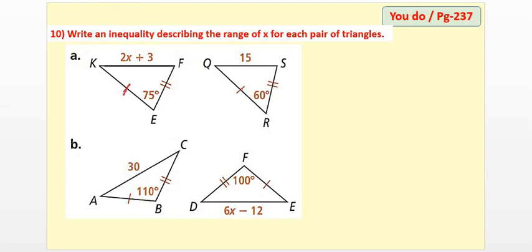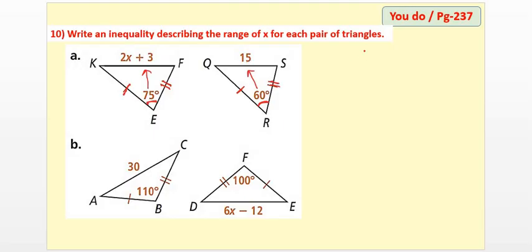So yes, we have a pair of congruent sides. This first one is equal to the first one, and the second one is equal to the second one, and then we are given the included angles. So clearly we can see that angle 60 is less than 75. So what can we decide about the third side? By considering this angle, we can say that 2x plus 3 will be greater than 15.